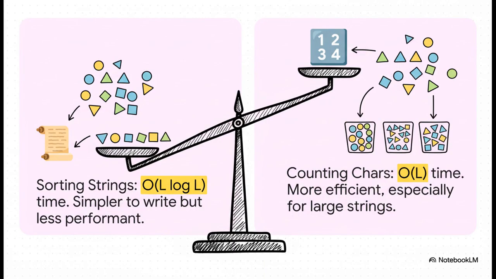This right here is a perfect example of a trade-off discussion. You could solve the anagram problem by just sorting both strings and seeing if they're identical. It's really simple to code, but it runs in O(L log L) time. The hash table counting method we just did, that's more efficient, at O(L). Showing you understand this choice is huge.